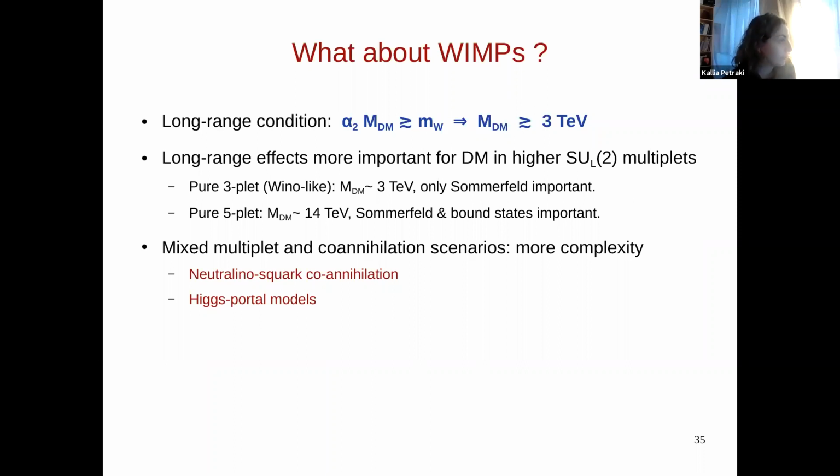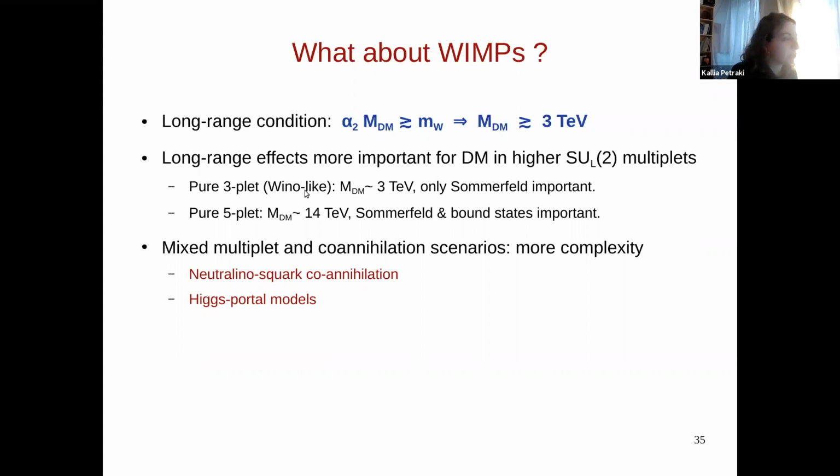Now, calculations have been done in this respect. The simplest models one can consider are models where dark matter is a pure multiplet, so a triplet or a quintuplet or higher multiplets. The triplet in particular is wino-like dark matter that appears in the MSSM. Because for wino-like dark matter, the freeze-out calculation predicts a mass of the order of 3 TeV, and this is of course very close to the threshold for the appearance of long-range effects.